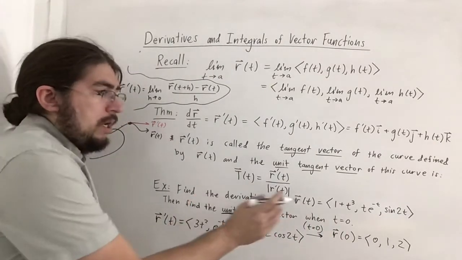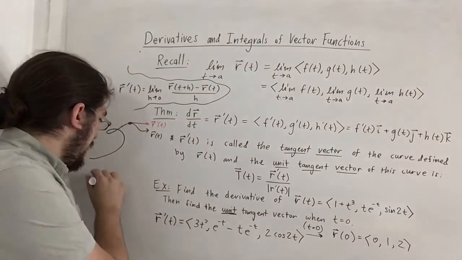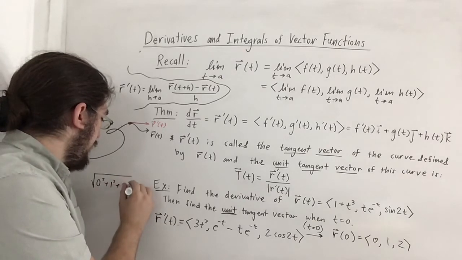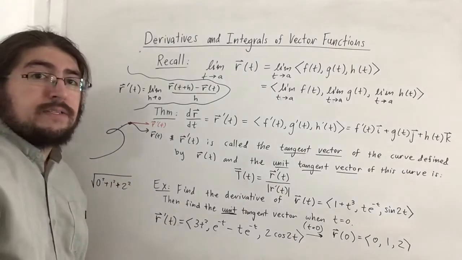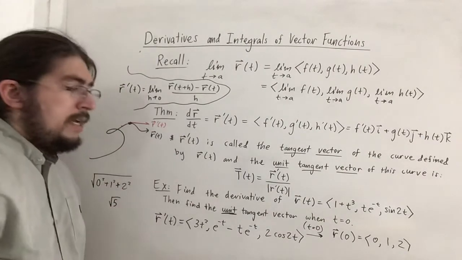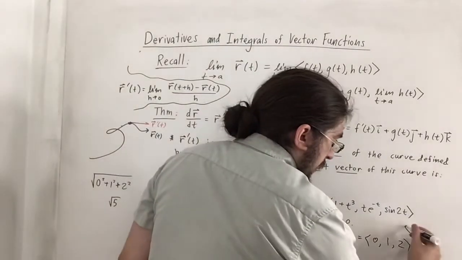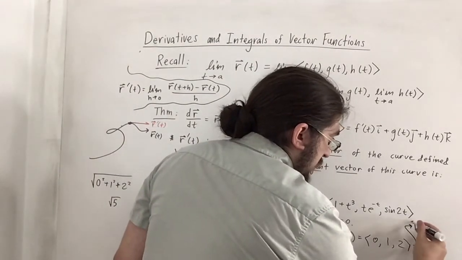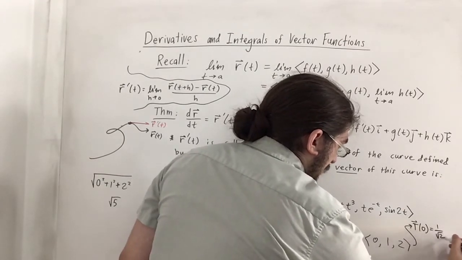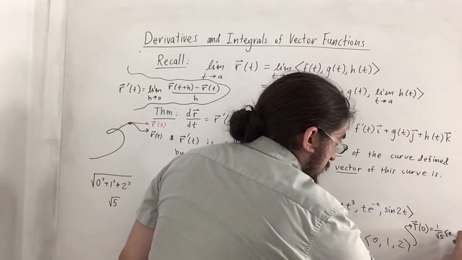But to find the unit tangent vector, all we need to do is divide by the magnitude. Now the magnitude of a vector whose components are 0, 1, and 2 is just the square root of 0 squared plus 1 squared plus 2 squared. And we went over this when we discussed vectors. Now notice this is just 5, or square root of 5 really, so we need to divide by this. And there are a few ways of writing this, but I'm going to write it as follows. T of 0 equals 1 over the square root of 5 times the vector whose components are 0, 1, and 2.